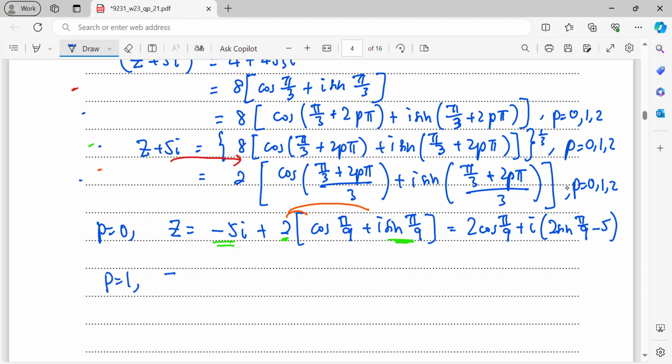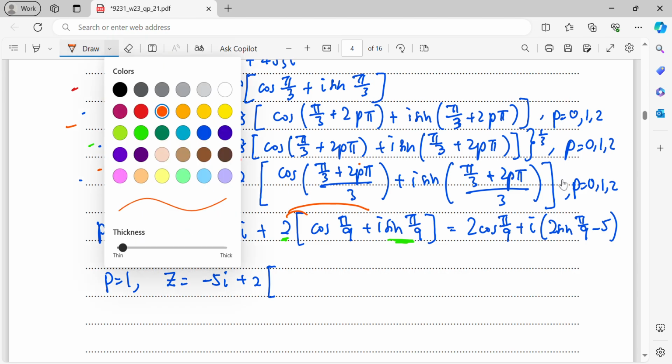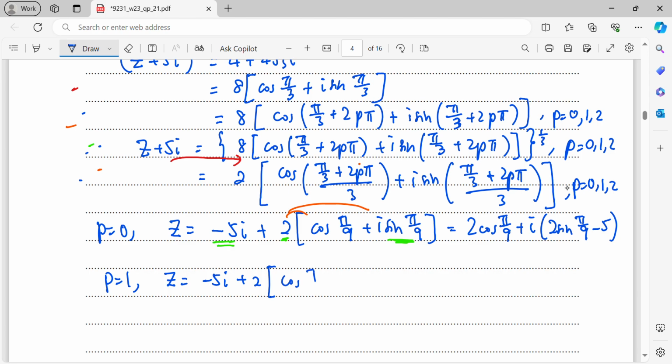When p equals 1, use the same method, minus 5i plus 2 of, okay, so you replace the p by 1 here. So when you replace the p by 1, this is basically pi over 3 plus 2 pi, then divided by 3, you will get 7 over 9 pi. So here I will just write cos 7 over 9 pi plus i sine 7 over 9 pi. And then now just rearrange, 2 cos 7 over 9 pi plus i, then bring in the 2. So I will get 2 sine 7 over 9 pi. Don't forget the minus 5, first term.